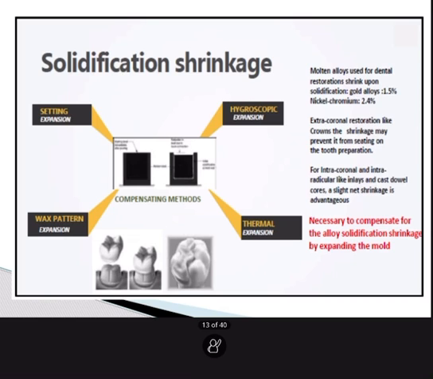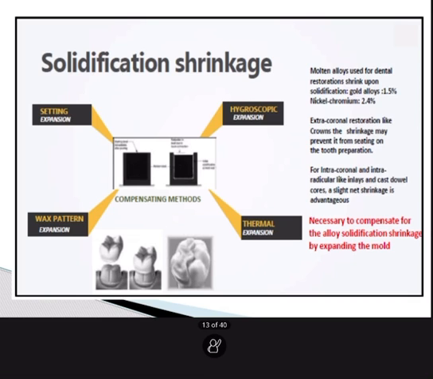The molten alloy used for dental restoration shrinks on solidification. For gold alloy it is 1.5%, and for nickel chromium about 2.4%. They will shrink after being solidified. So for extracoronal restorations like crowns, the shrinkage may prevent them from sitting on the tooth preparation.